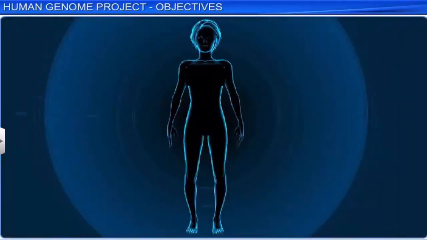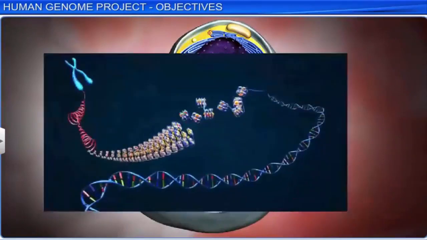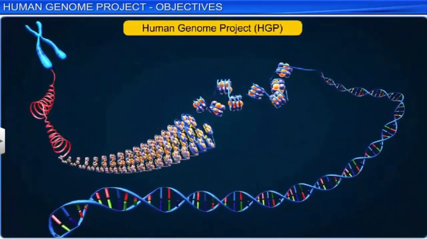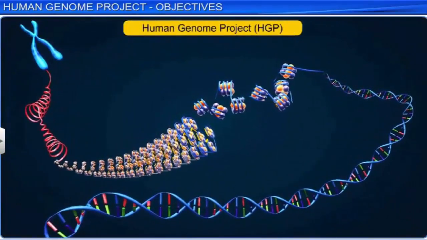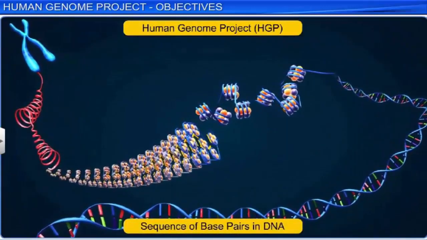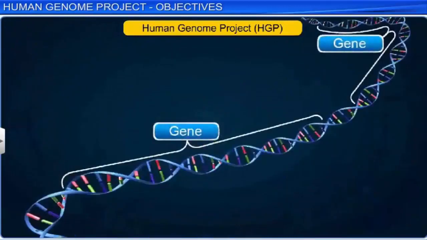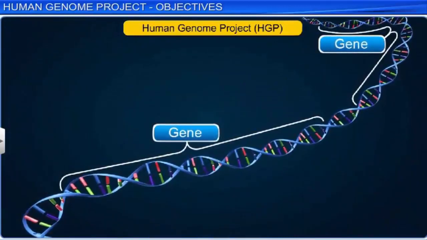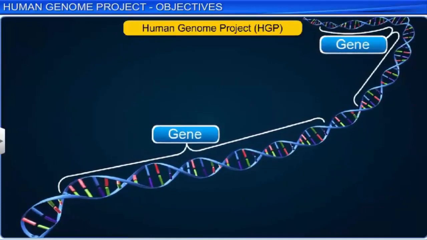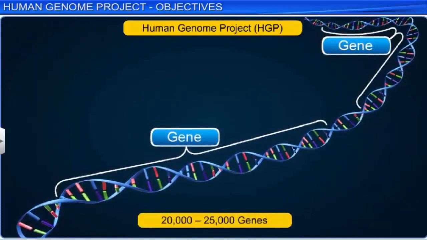In fact, an ambitious international scientific research project called the Human Genome Project, or HGP, set out to do just that, to determine the complete sequence of base pairs of DNA inside the human genome. More precisely, the HGP aimed to identify approximately 20,000 to 25,000 genes in human DNA.